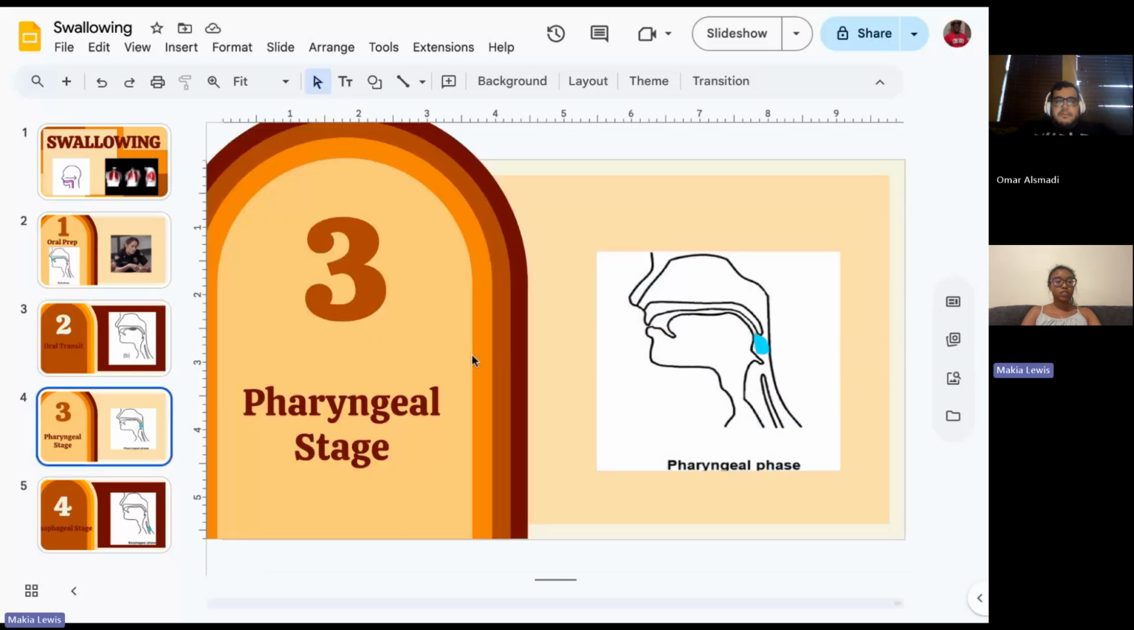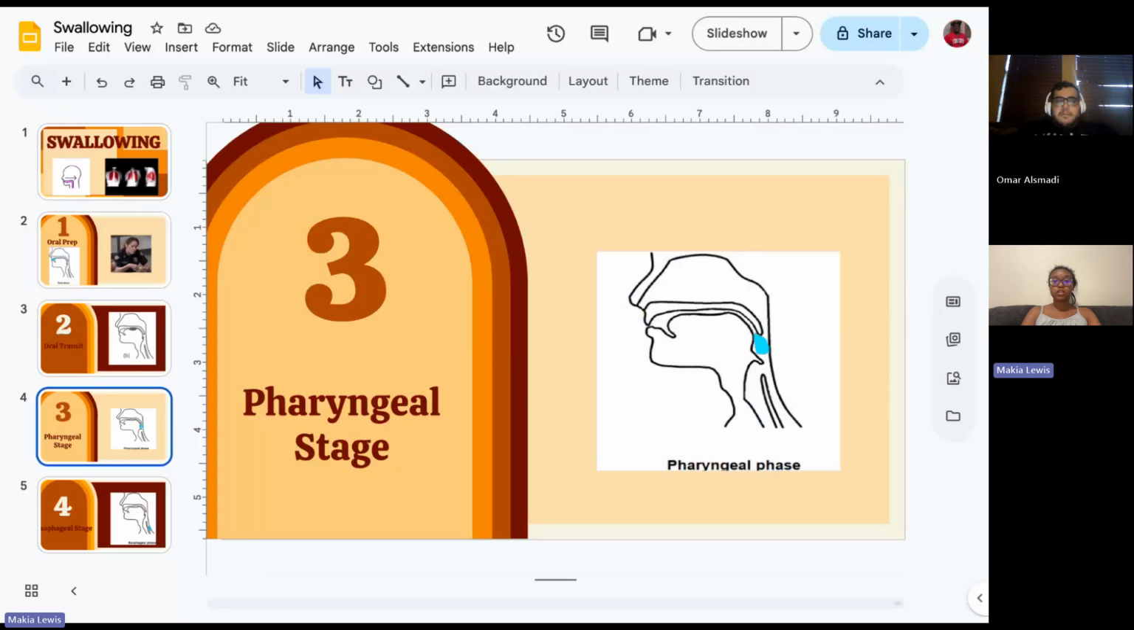All right, the next phase will be the pharyngeal stage. And in the pharyngeal stage, swallowing becomes automatic. This stage also happens very quickly. The food then moves from the mouth into your throat, and then towards the esophagus. The muscles in your throat, particularly the pharyngeal muscle, contract and push the food down.